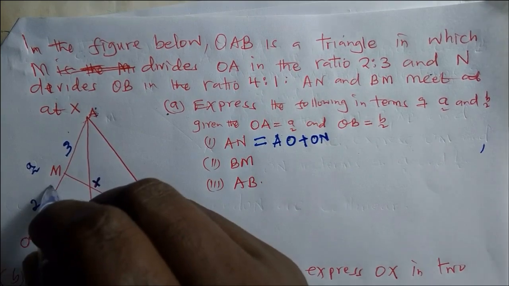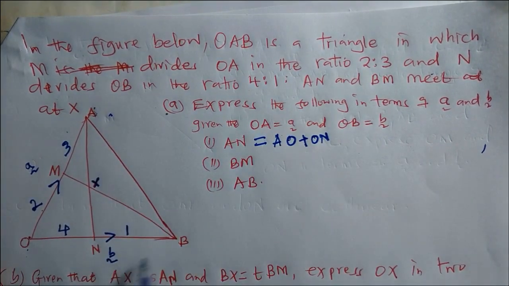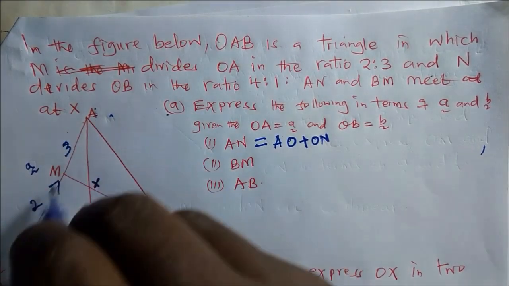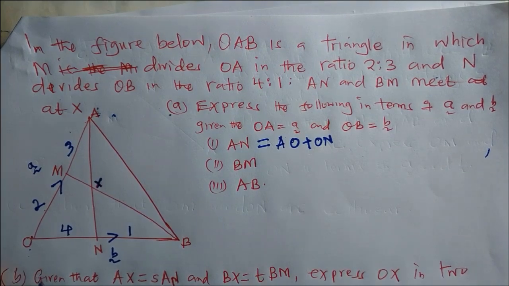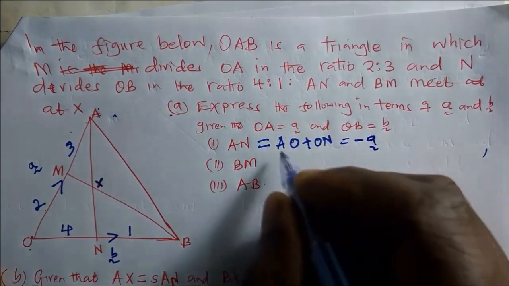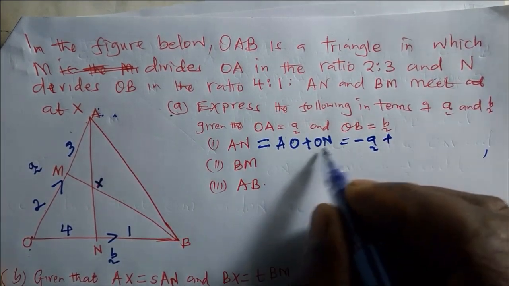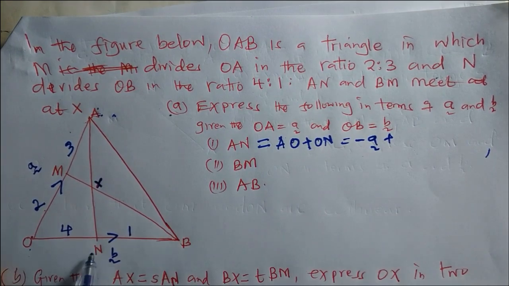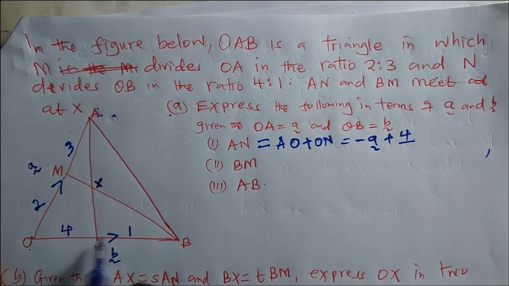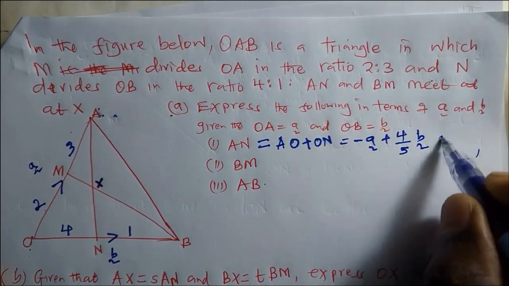Now remember, the arrow is going this way, because OA we are going this way, OB, this is the arrow. Therefore going this way A is positive, coming this way A is negative. Remember that. So this is the same as negative A, the opposite of A, plus ON. ON is 4 over the total 5. 4 plus 1 is 5. B.